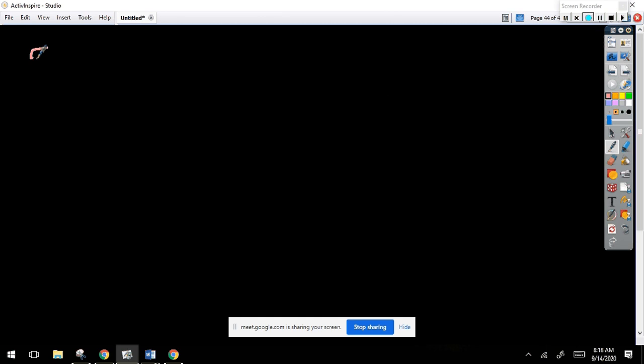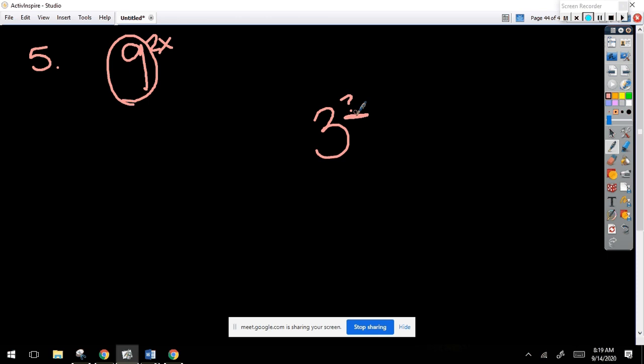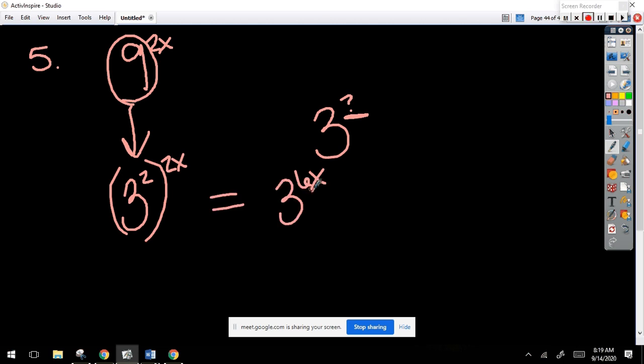Number 5. So 9 to the 2x with a base of 3. So what can I raise 3 to make it be 9? What power? 2, right? So I rewrite this as 3 to the second power. That's the same thing as 9, so I haven't changed the value. And the 2x is still out there. So when I simplify it, it becomes 4x. That's what I said. He's doing 3 times 2.